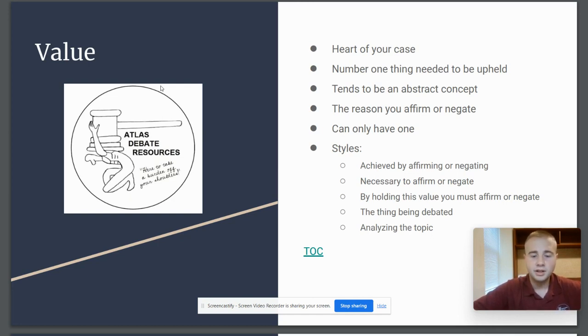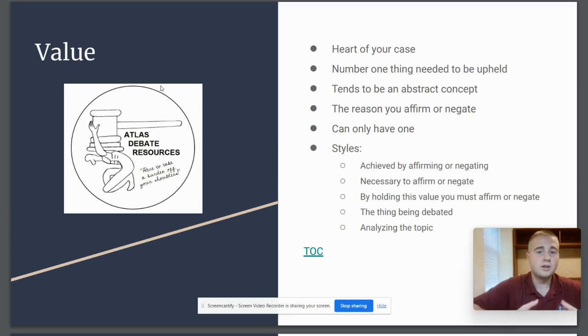To explain it, let's look at a resolution from a few years back: the benefits of genetically modified organisms outweigh the risks. On the affirmative side, you're saying that statement is true, and the reason you're saying it's true is because of your value. So maybe it's something like security. I say that the benefits outweigh the risks of genetically modified organisms because security is achieved through them, or whatever the case may be. So that's the very simple concept of a value.